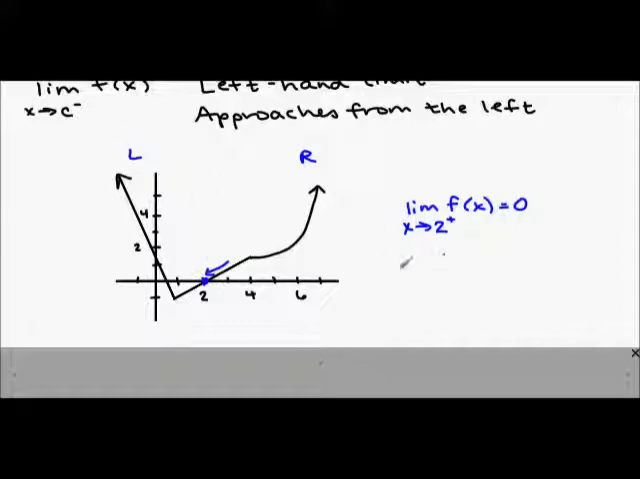For the left-handed limit, you do the same thing, but come in from the left. So you're going to come in this way. Come down here and up here. And we arrive at 2. You see that this also equals 0. So on this graph, your right-hand limit and left-hand limit of f of x as x approaches 2 are the same for right and left-handed limits, but that will not always be the case.